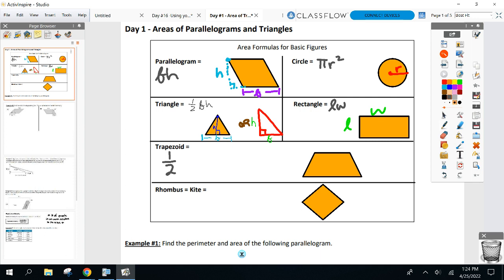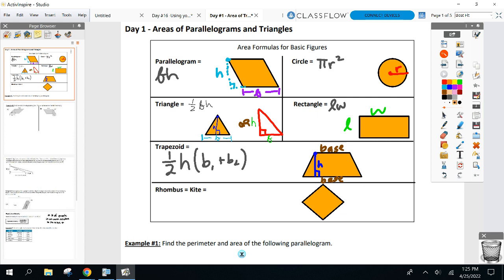1/2 H for height, right? If I draw a vertice perpendicular to the opposite side, it's got a height. Times, ooh, ready for this one? B1 plus B2. What do you think I mean by B if I'm talking about a trapezoid? And it's got two of them. Bases, good. And those are the parallel sides, right? We refer to the bases as the parallel sides. So 1/2 the height times the sum of the bases.